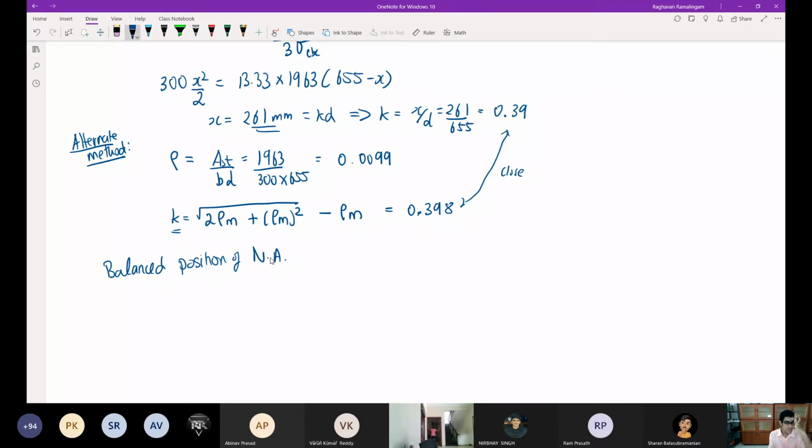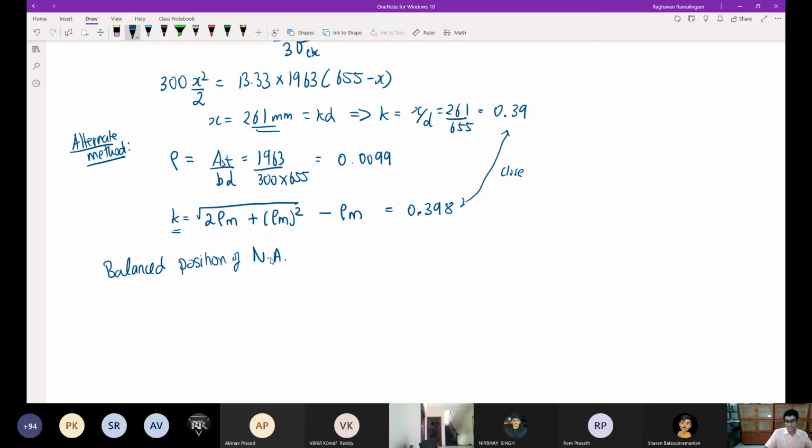If you remember from the previous class, I talked about 3 failures: compression failure, tension failure, and balanced failure. Balanced failure means the concrete crushing and the steel yielding will happen at the same time, at the same load. If it is a compression failure, you have given too much steel, so the concrete will crush while the steel will not have yielded. Tension failure is the opposite. You have lesser steel, so your steel would have started to yield, but only later will the concrete crush. So you have these 3 cases.